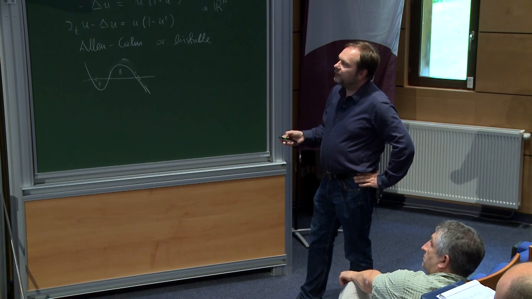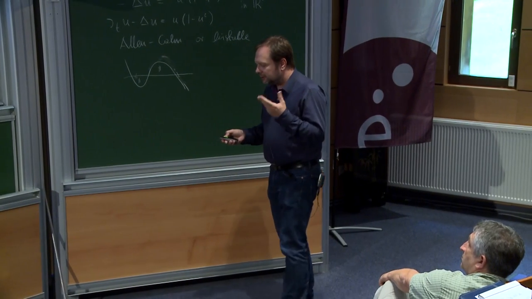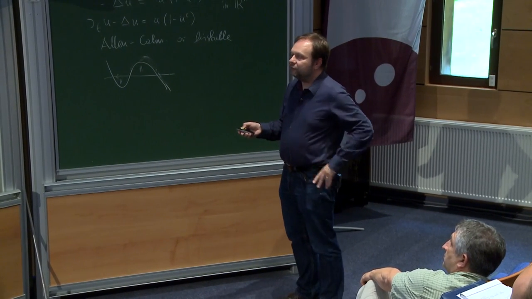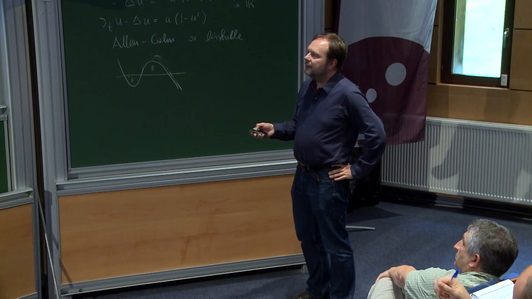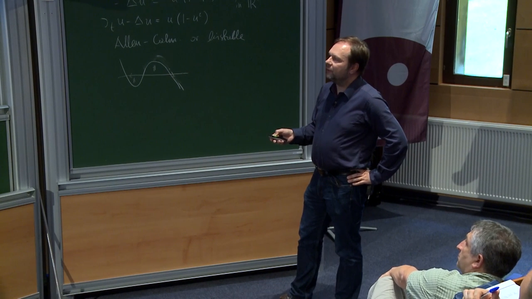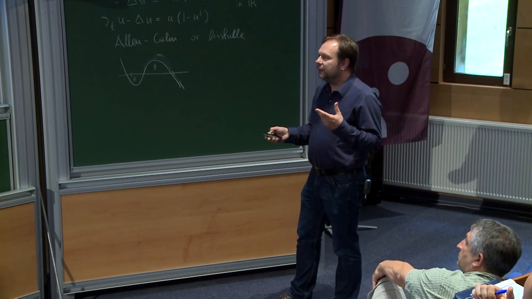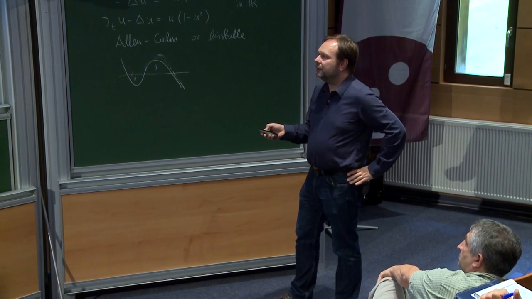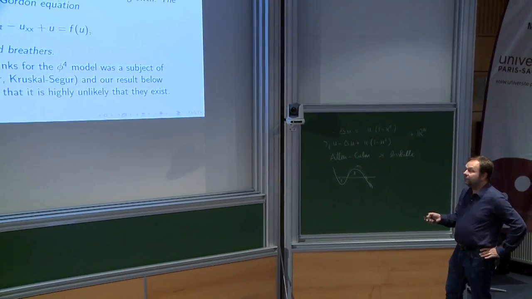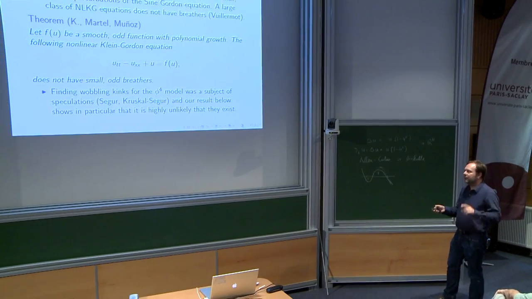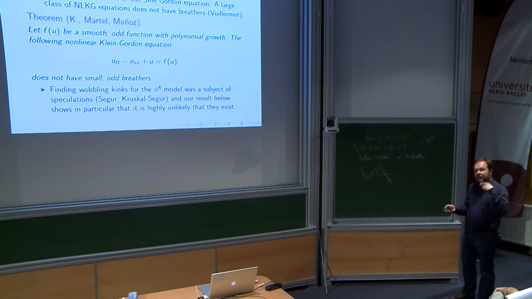Okay, so finding wobbling kinks for the phi-4 model, in fact, people worked on it somehow in the 80s and tried to find solutions that would look like wobbling kinks and breathers. And there's some work of Seeger and Kruskal. In particular, Kruskal and Seeger showed that there are no small breathers for the phi-4 model. For them, a small breather means a breather that oscillates around 1 or minus 1.